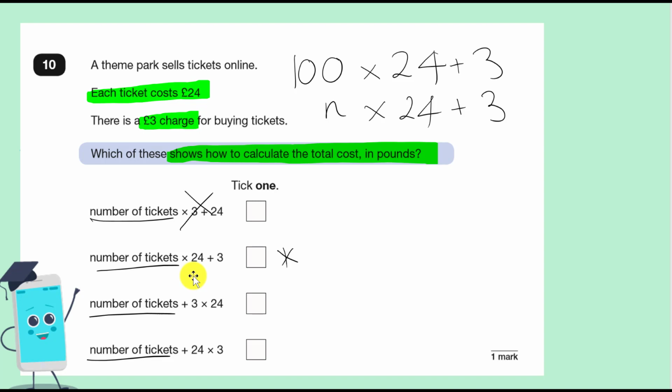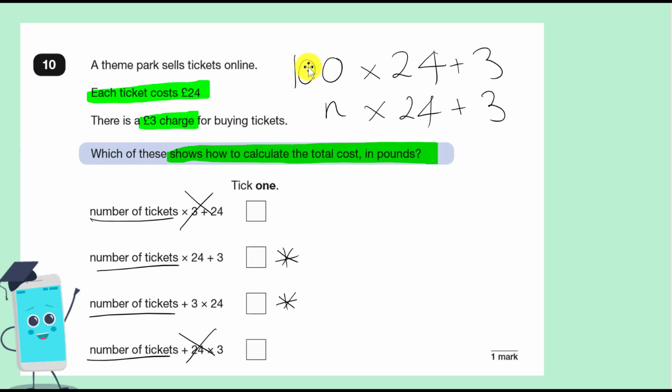I'm going to put a star by it because I want to double check. Plus 3 and times 24. Well, it's got the same numbers in it, so I'm going to put a star by it to check. And plus 24 times by 3. No, I definitely need to times 24. So let's just check these two. What is different between them? They've both got times 24 and add 3 in them in different orders. Does it matter what order it goes in?